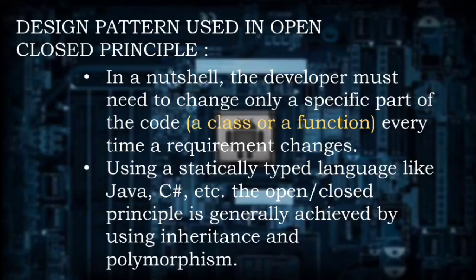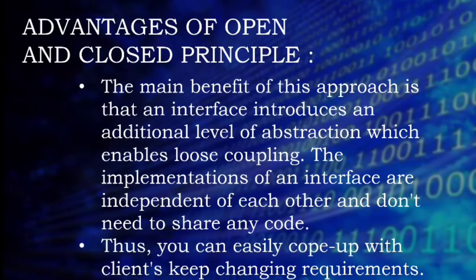Design pattern used in the open closed principle. In a nutshell, the developer must change only a specific part of the code, a class or a function, every time a requirement changes. Using a statically typed language like Java, C, etc., the open closed principle is generally achieved by using inheritance and polymorphism.